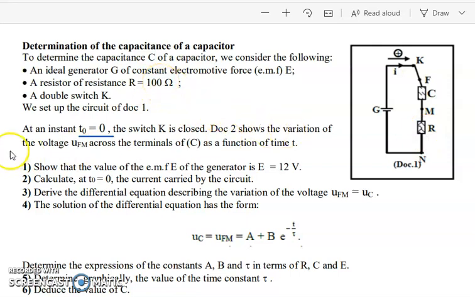We close the switch at the instant t equal to 0. So what happens when you close the switch? The capacitor starts charging, meaning its charge increases, but the charge is proportional to the voltage U_M. So the voltage must also increase. Clear? Now, document 2 shows the variation of this voltage, U_M, as a function of time. Here is document 2.